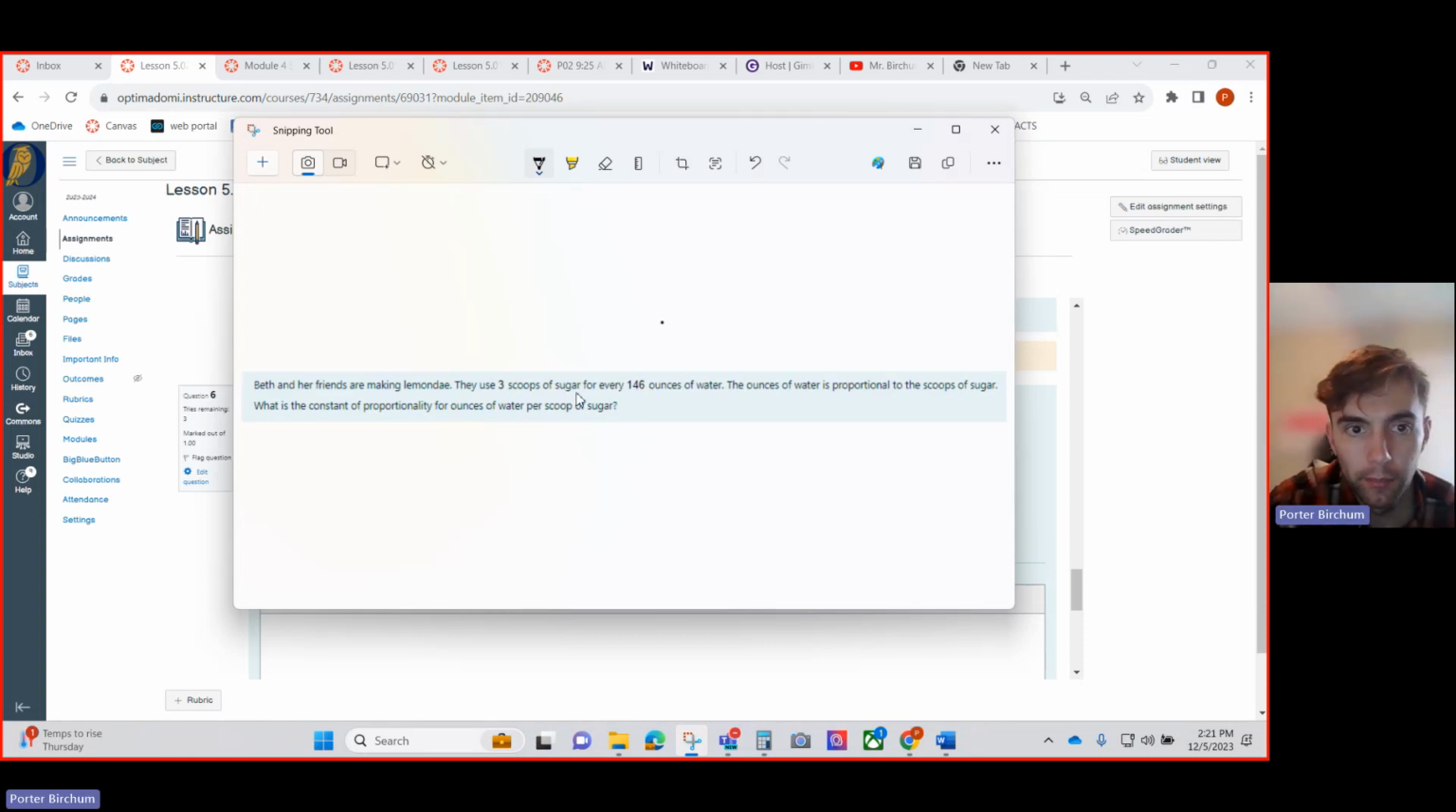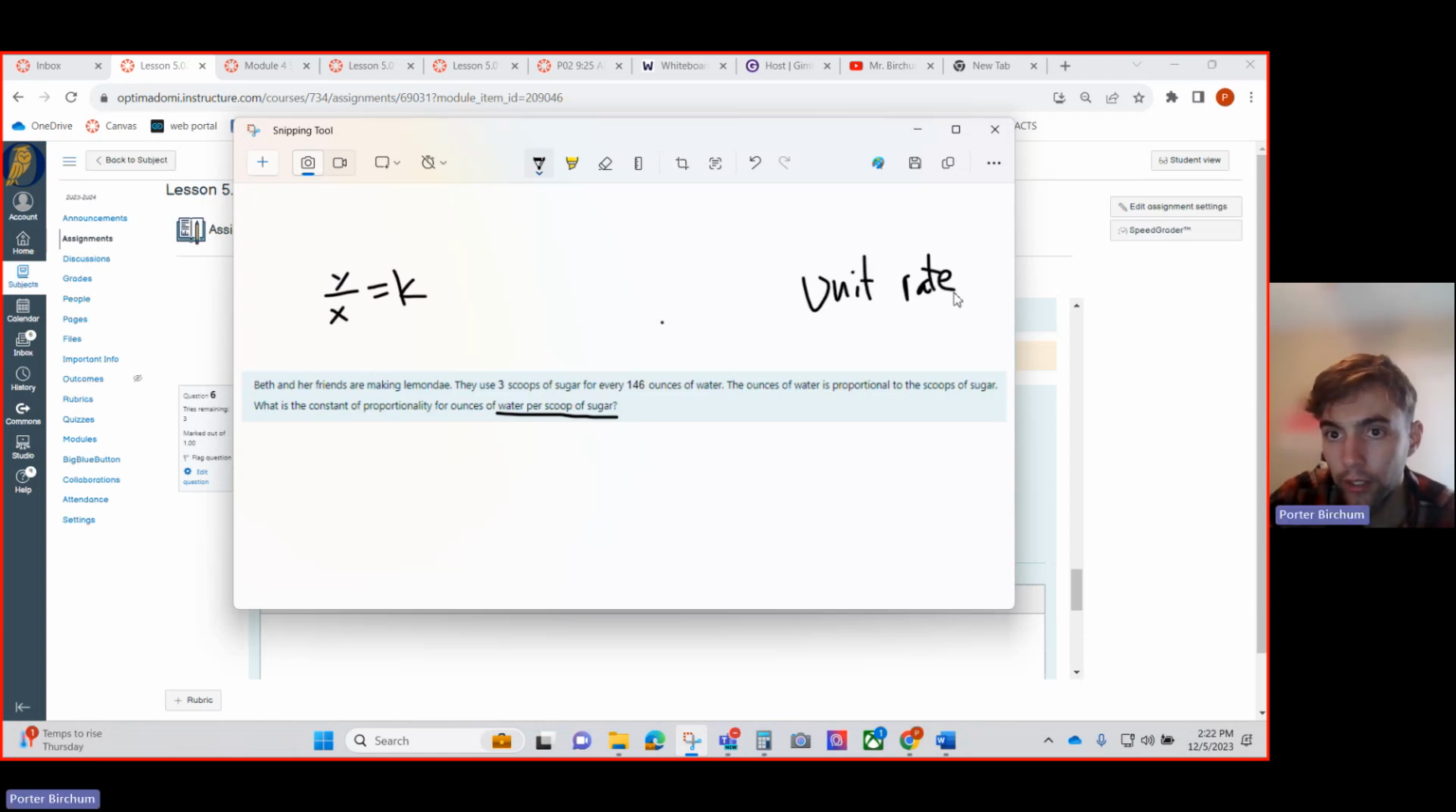Beth and her friends are making lemonade. They use 3 scoops of sugar for every 146 ounces of water. The ounces of water is proportional to the scoops of sugar. What is the constant of proportionality of water per scoop of sugar? To find the constant of proportionality, we can also find the unit rate.